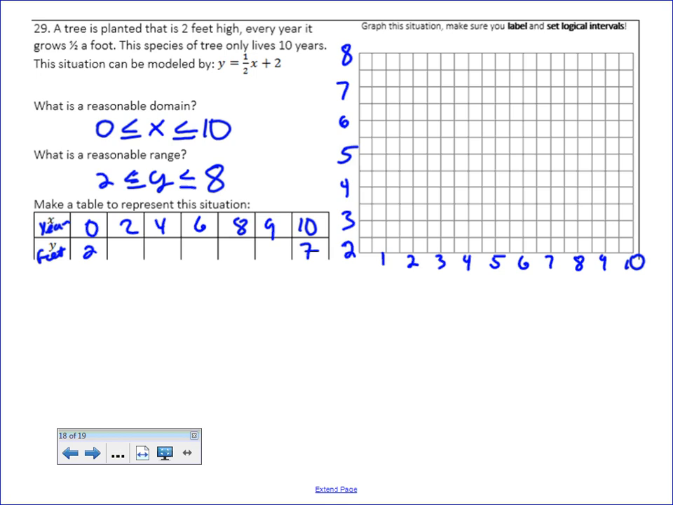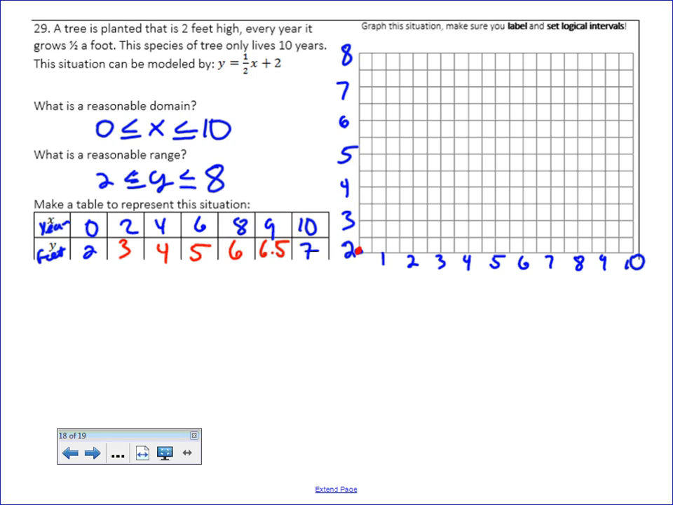All right, so we said it was 0, 2, and then 2, 4. I'm sorry, oops, I didn't plot those points. I got to fill in my table of values here. So when I plug in 2 into my equation, I get 3. Plug in 4, I'll get 4. 6, I'll get 5. 8, I'll get 6. And if I plug in 9, I will get 6.5.